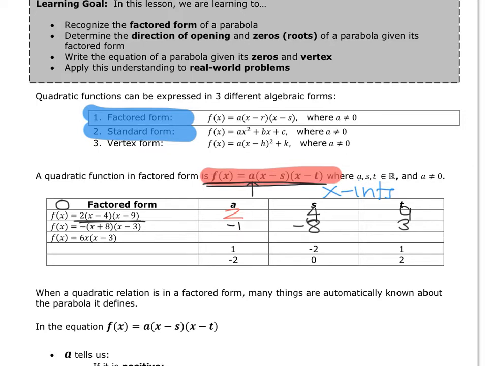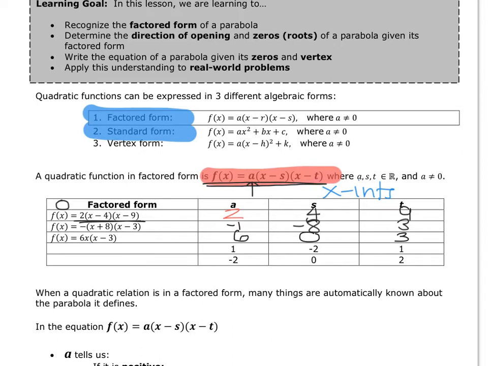Okay, let's take a look at the next one now. Okay, this one looks a little bit different, but we can do it. Okay, so let's pick out the x-intercepts here. What does x have to be here to make this whole thing equal to 0? Well, x just has to be 0. How about this guy over here? What does x have to be in this term to make this term equal to 0? If you said 3, you are totally right. So I'm going to put 0, and I'm going to put 3. And now, what's a? A is clearly 6.